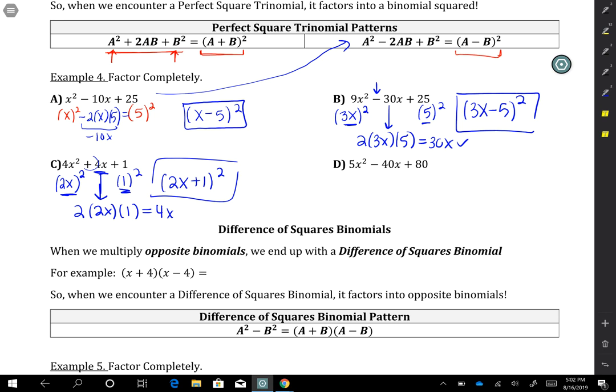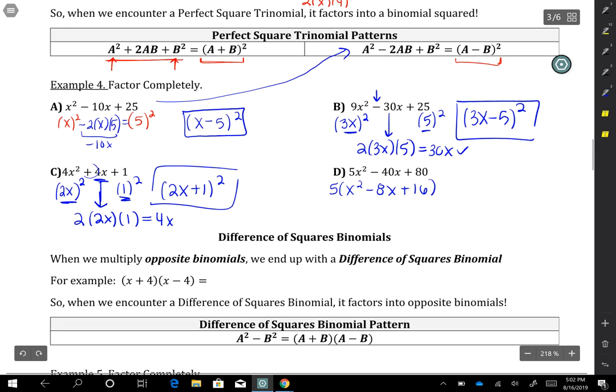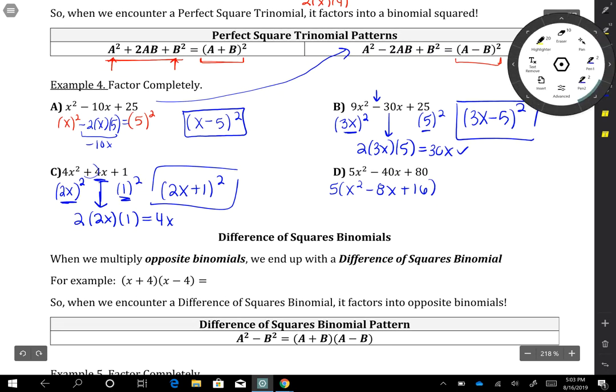And our last one, 5x squared minus 40x plus 80. Hey, we can take out a GCF of 5 in this one. So let's do that first. When I divide each of these by 5, I end up with x squared minus 8x plus 16. Now you might be able to factor this without using the pattern because you're asking yourself what multiplies to 16 and adds to a negative 8.